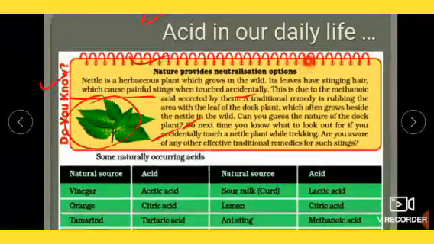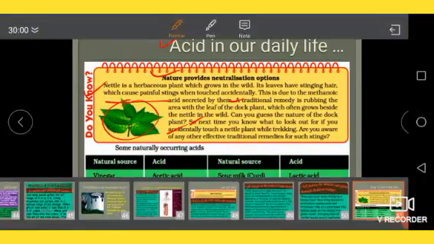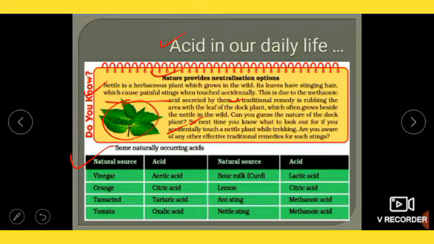So dear students, some naturally occurring acids are there, and many times questions come from here. Naturally occurring substances are vinegar, and acetic acid is the acid present in vinegar. Similarly, orange: citric acid; tamarind: tartaric acid; tomato: oxalic acid; sour milk: lactic acid; lemon: citric acid; ant sting: methanoic acid; nettle sting: methanoic acid. So learn this table, and definitely it will come in your test.